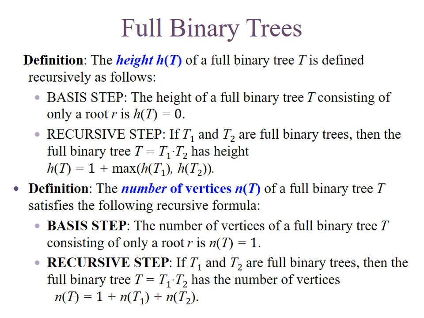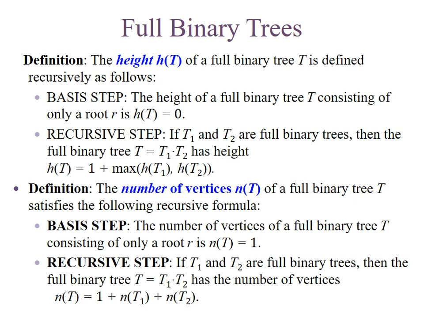Next, let's see the number of vertices n of the full binary tree T. So for the basic step, if we have only one root vertex R, then the number of vertices of the tree is 1. Right? This is completely correct because once we have only one single root R, the number of vertices of this tree is 1.